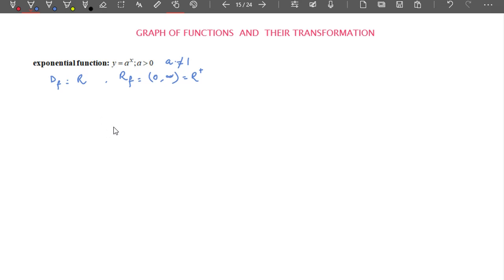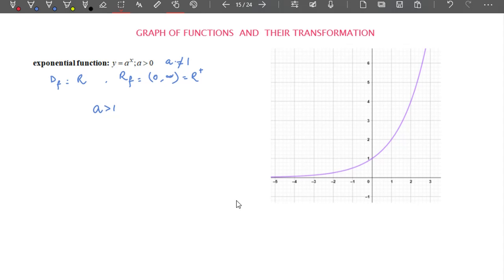This function has two different types. One is for a greater than 1, and one is for a less than 1. Let us see the graph first for a greater than 1. This is the case when a is greater than 1. Y increases as x increases. As the value of x increases, the value of y also increases. Y is equal to 1 when x is equal to 0.